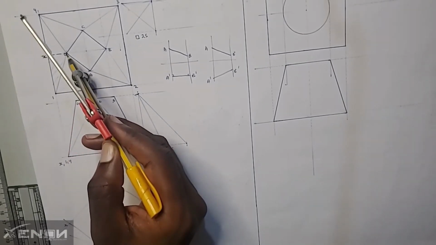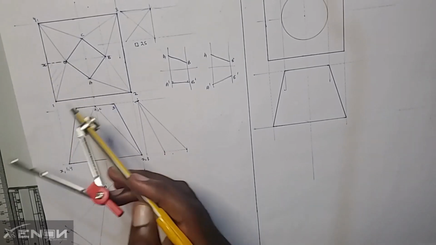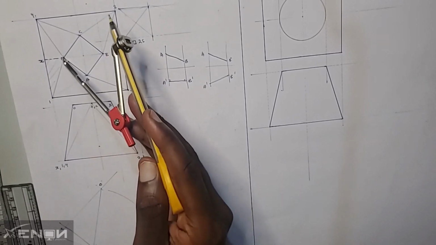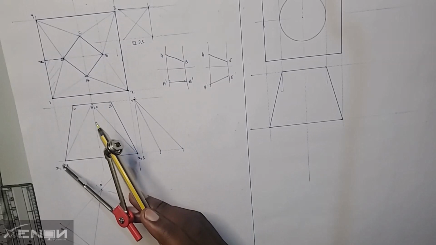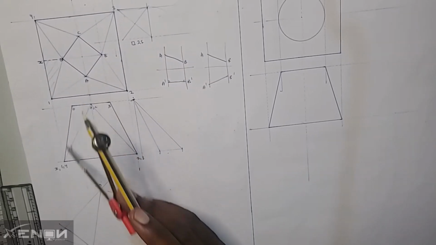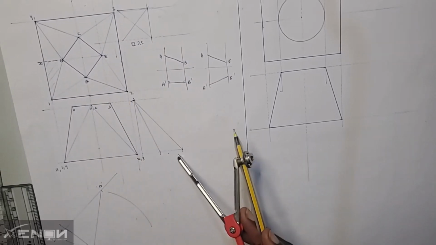That's why, if I can take you back slowly, for line D1, you realize that in the plan it is slanted. Focus your attention on line D1. In the plan it is slanted, and also in the elevation D1 is slanted. That's why we are getting the true length of D1 besides here.